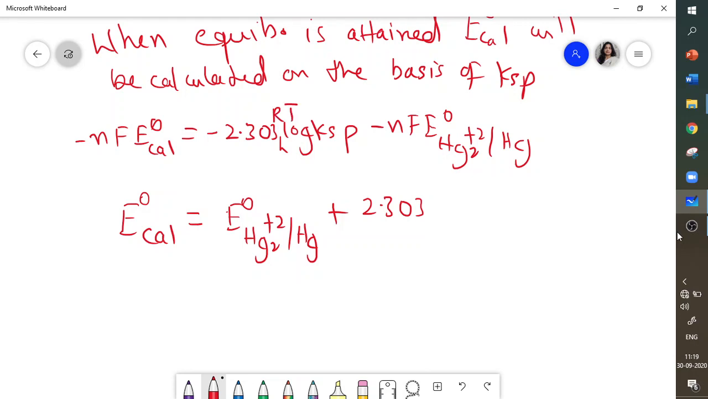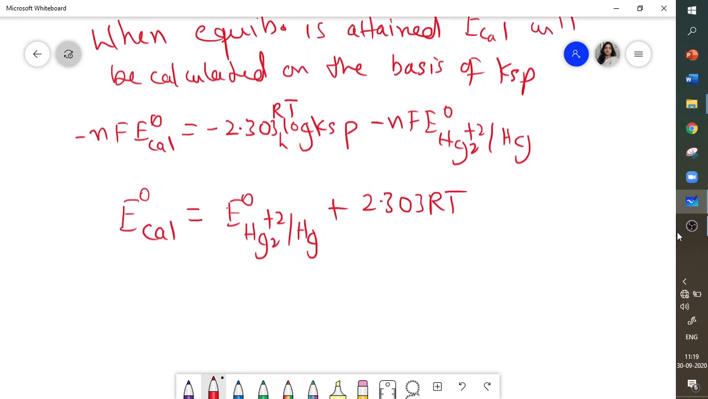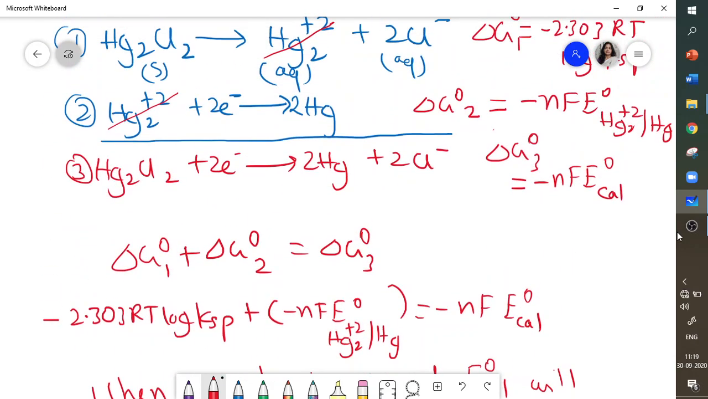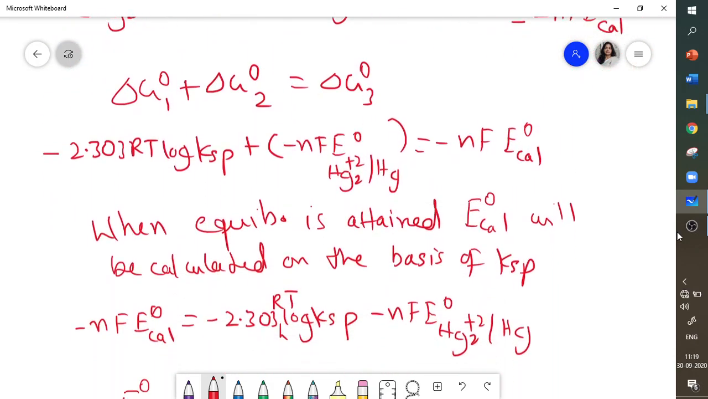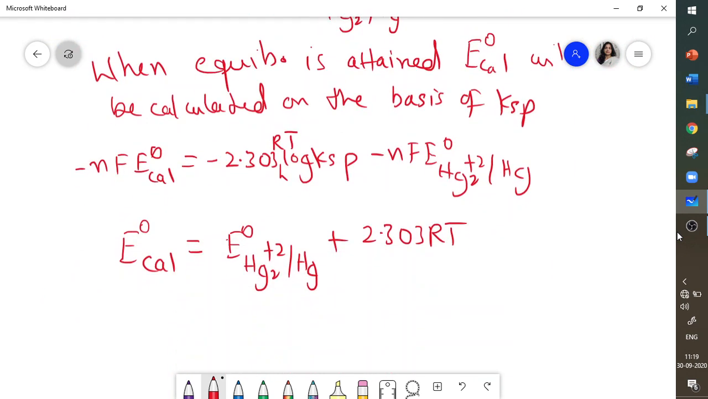2.303 RT. I forgot to write it here also, so I retrieve this one. So 2.303 RT log KSP divided by nF. Okay, this one.